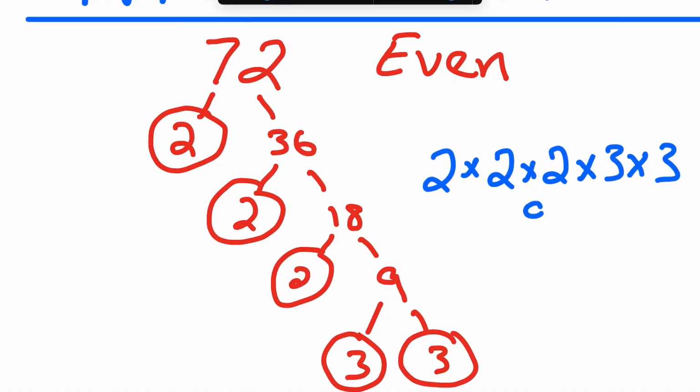Those are all the numbers when multiplied together that give me 72. The prime numbers that multiplied together give me 72. 2 times 2 is 4, times 2 is 8, times 3 is 24, times 3 again is 72. So I can write this down as 2 times 2 times 2 times 3 times 3. Or, if I want to be super fancy, I can write this down as 2 to the 3rd power, because there's 3 2's multiplied together, times 3 to the 2nd power, because there's 2 3's multiplied together.